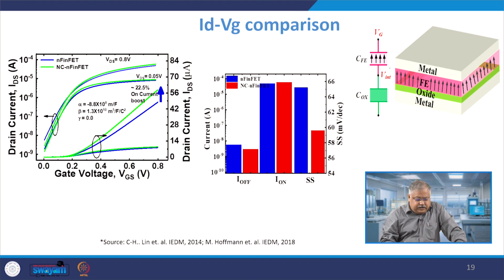If you compare IDVG comparisons, current versus voltage, then there is a boost of approximately 22.5% when you use a NC FinFET, right, as compared to a traditional N channel FinFET. So the figure on the left hand side tells you that in this case, right. Similarly, if you go to the second figure, you will see that your NC FinFET has got a lower current as compared to the other. But the good part is that you have a much better subthreshold slope for a NC FinFET device.